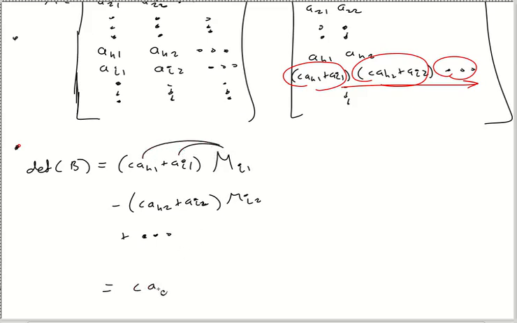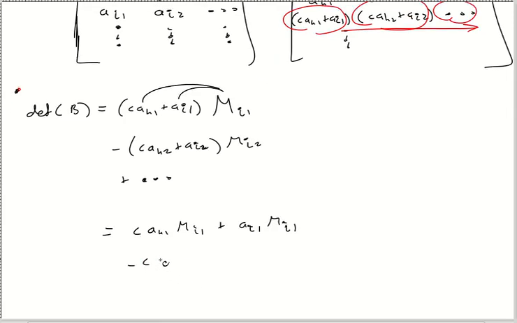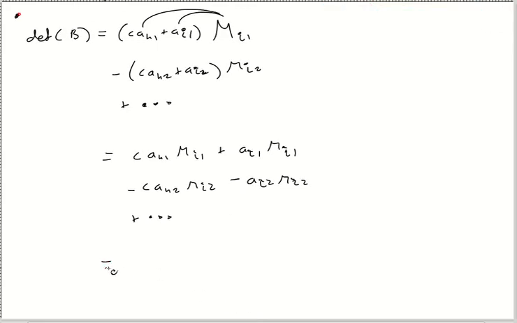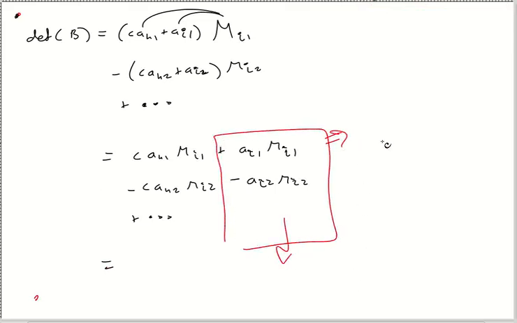And so I got a C, AH1, MI1, plus AI1, MI1. And then I got a minus sign, C, AH2, MI2, minus again, distribute, AI2, MI2, and then plus, and so forth. What's actually going on here is, again with a different color, this right here and all the way down actually represents, or is equal to, the determinant of A.